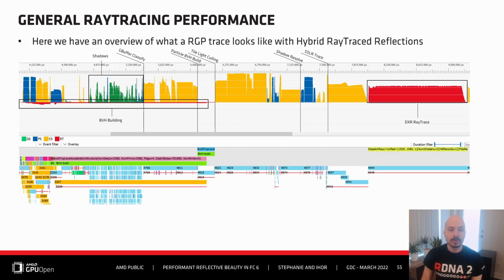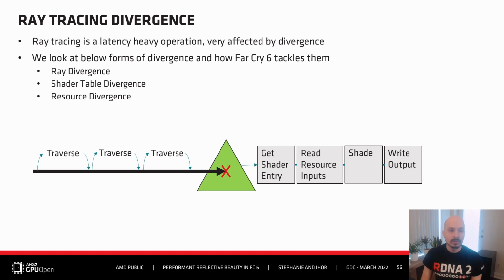Here's what a RGP trace looks like for Far Cry 6's Hybrid Raytraced Reflections. You can see that I highlighted various parts of the frame that are executing here, but the ones that we're going to be looking at are the BVH building on the left and DXR ray tracing on the right, both of which have red waves. So ray tracing is a latency-heavy operation, and is very affected by divergence. We're going to be looking at three forms of divergence and how Far Cry 6 tackles them. And they are ray divergence, shader table divergence, and resource divergence.